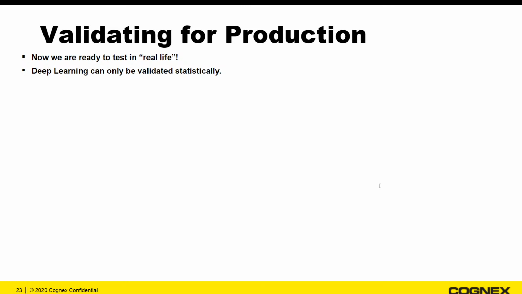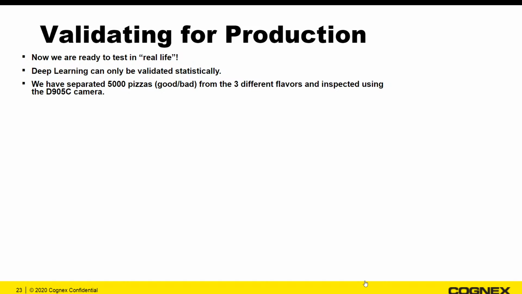What we did here, we separated 5,000 pizzas, good and bad ones, and we knew beforehand what the flavor was and whether those pizzas were good or bad. It's important. So here, 5,000 can sound like a little too much, but you don't have to do the validation with 5,000 images. Of course, the more images you have, the higher your confidence level is going to be based on the results. But if you don't have 5,000 parts to do the validation, it's also not a problem. And we have used the new D900 5-megapixel color camera.